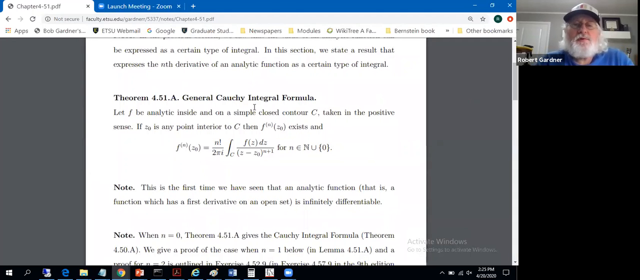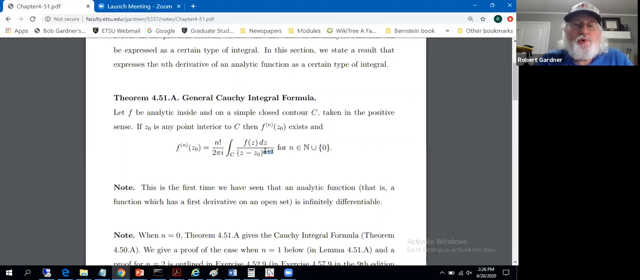Specifically, the general Cauchy integral formula says: let f be analytic inside and on a simple closed contour C, where C is positively oriented. Same hypotheses as we had in Cauchy's integral formula so far. If z sub 0 is any interior point to C, then the nth derivative of f at z sub 0 exists, and it equals this integral: n factorial over 2 pi i, integral over C, f of z, similar to what we had in Cauchy's integral formula, over (z minus z sub 0) to the n plus 1.